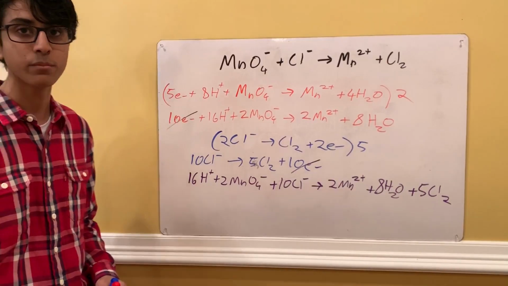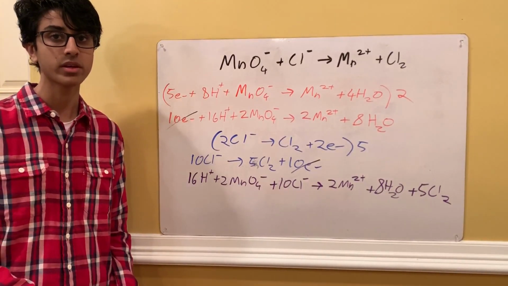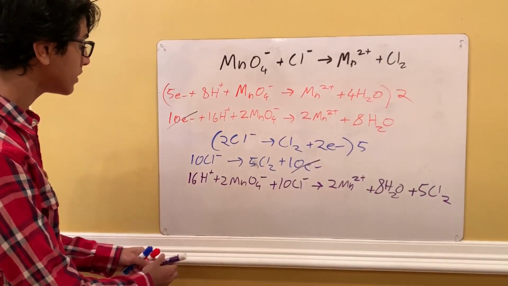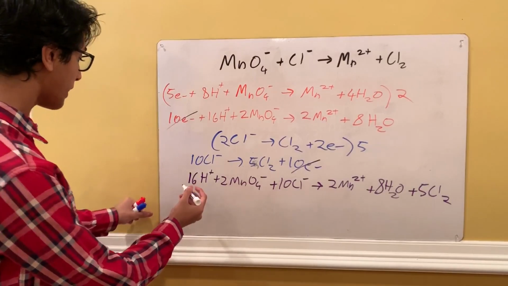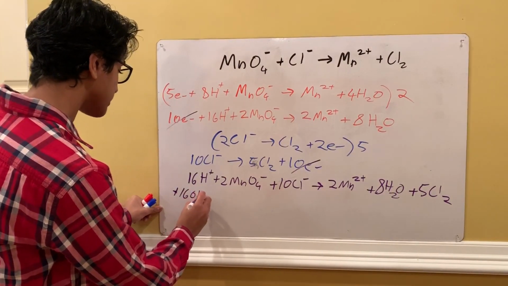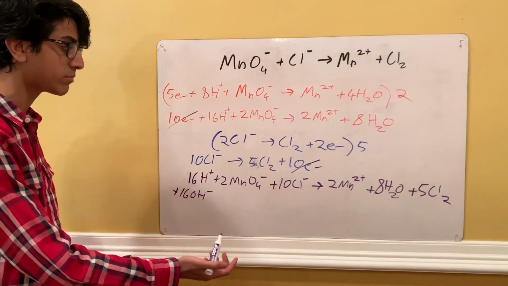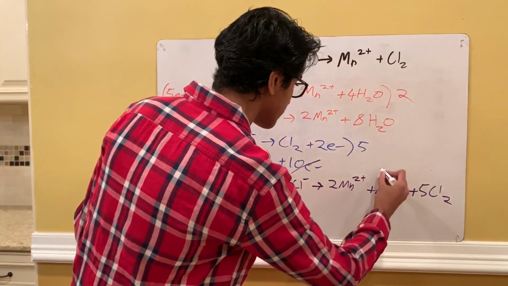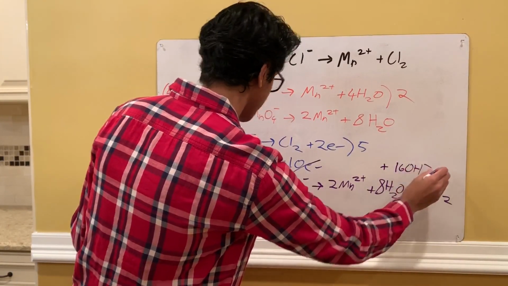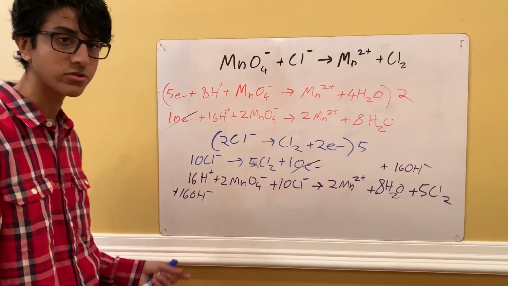So let's just pretend this is a basic solution now. We'll have to add OH minuses based off how many H pluses there are. There's 16 H pluses on this side, and we can start by adding plus 16 OH minus. So we do it based off how many H pluses there are. And we have to do the same to the other side. So we'll do just plus 16 OH minus. And then these combine and turn into H2Os.